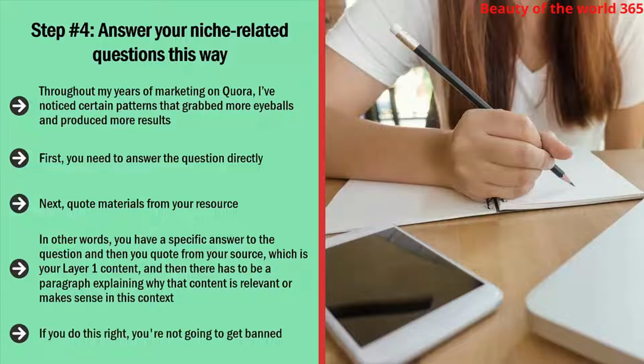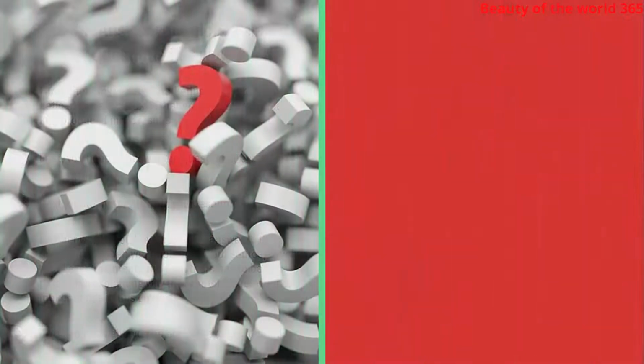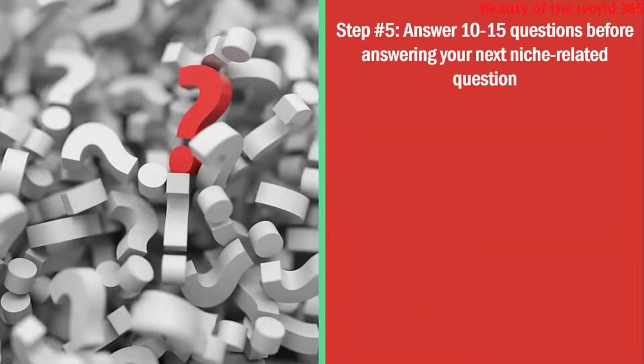If you do this right, you're not going to get banned. Also, if you do this right, people who read your answer are more likely to click through. Step number 5. Answer 10 to 15 questions before answering your next niche-related question. This is a big deal. You can't just answer only questions related to your niche. You're going to be too obvious when you do that.